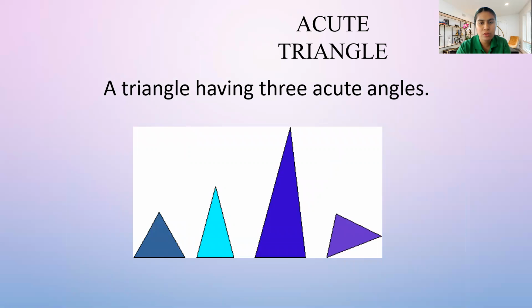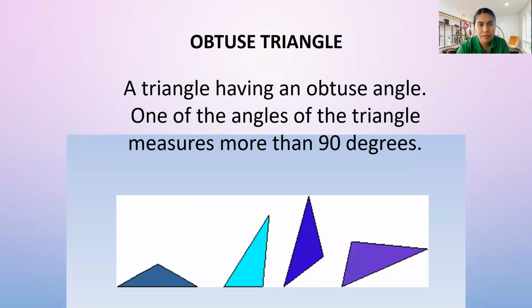And we have also triangles according to angles. Earlier, triangles according to sides. This one, angles. A triangle having three acute angles is an acute triangle. Obtuse triangle, a triangle having an obtuse angle.